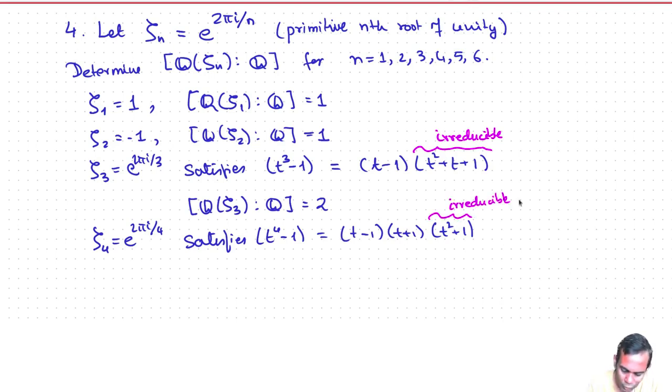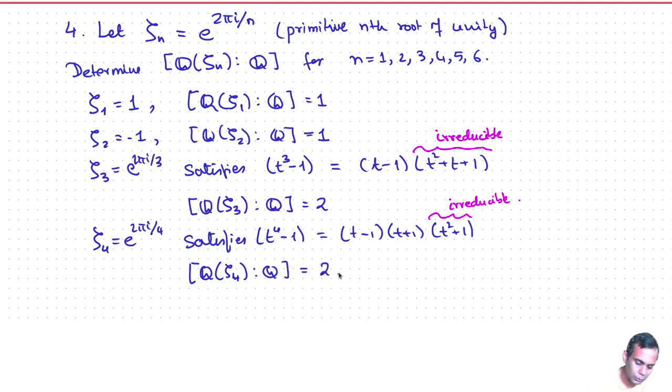So for quadratic polynomials, it's easy to check that they are irreducible. You just use the formula for the root of a quadratic polynomial. If the discriminant is negative, then they are irreducible. So this is irreducible, and so again we get [Q(zeta 4) : Q] is equal to 2.